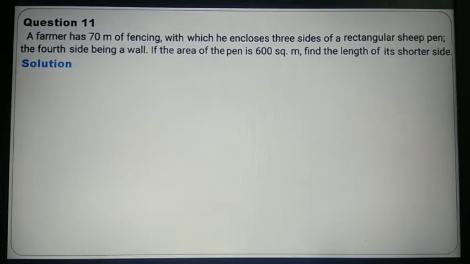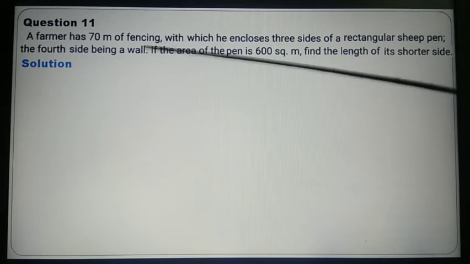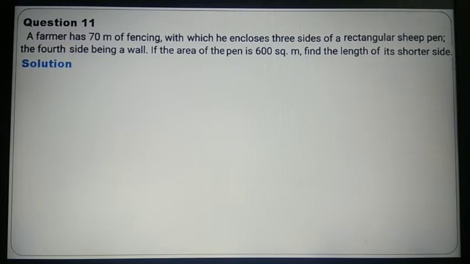So the next question says, a farmer has 70 meters of fencing with which he encloses 3 sides of a rectangular shape pen, the fourth side being a wall. In order to understand this, you can think of a laptop. If you open the laptop, the screen is like your wall. Whichever sides are left, that has to be enclosed. So you have to fence that much.